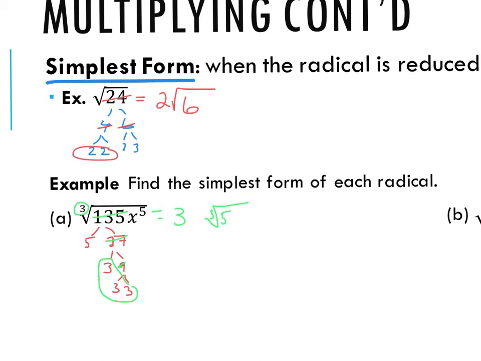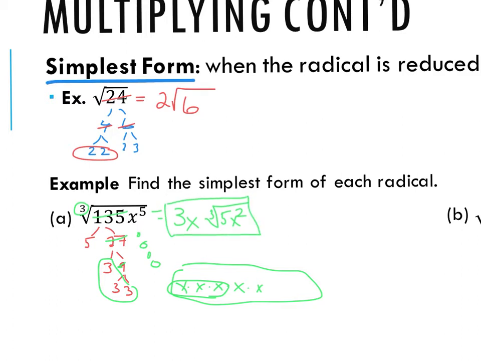Now for x to the 5th, I'm thinking in my brain, x to the 5th is like x times x times x times x times x. And if I want sets of 3, we have 1 set of 3 and 5. So an x will come out of the cube root sign, and 2 remain inside. And remember, when we have an odd root, we don't need to look for absolute values. So this would be our final answer, 3x cube root of 5x squared.